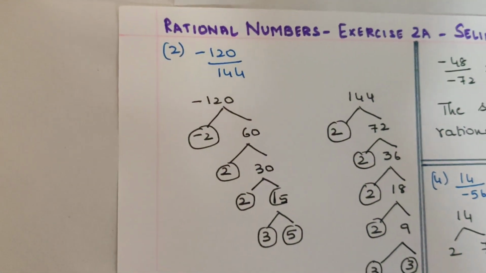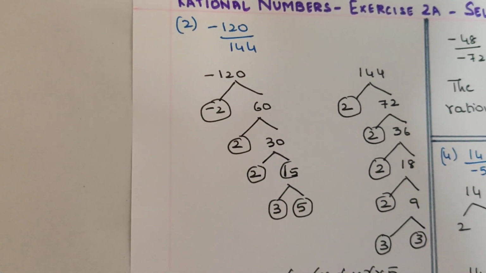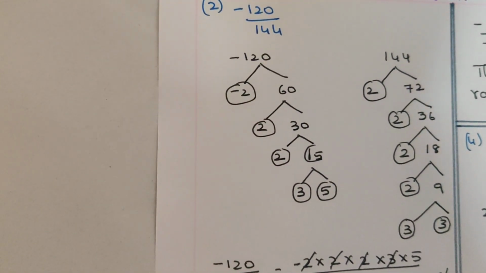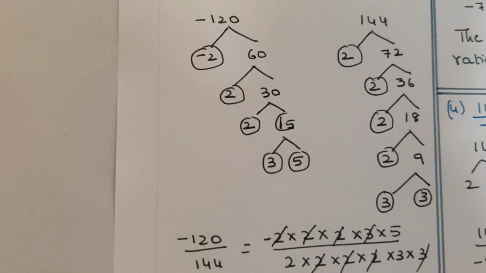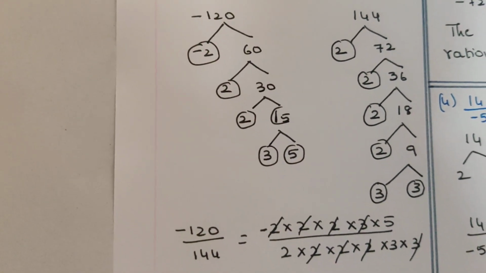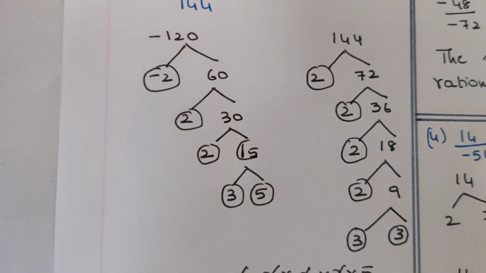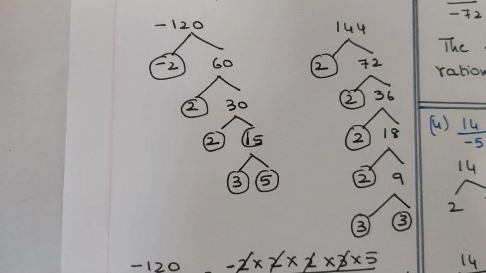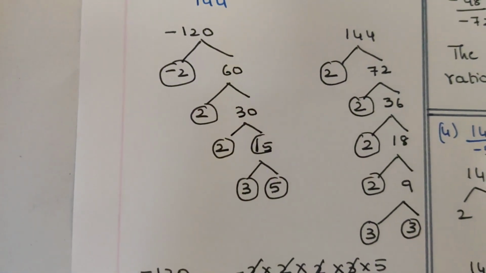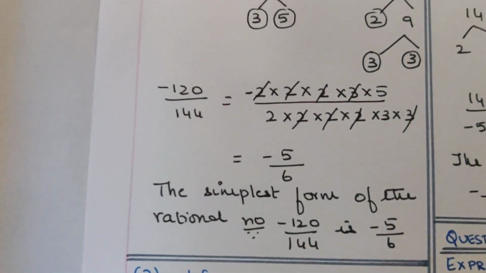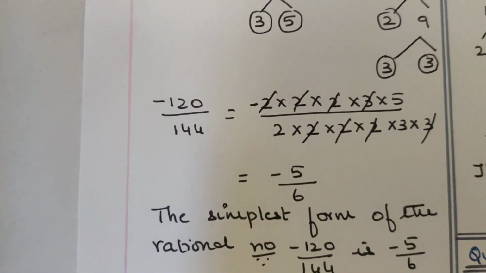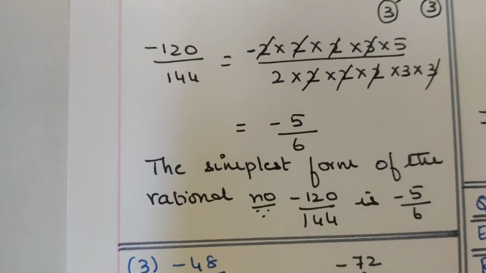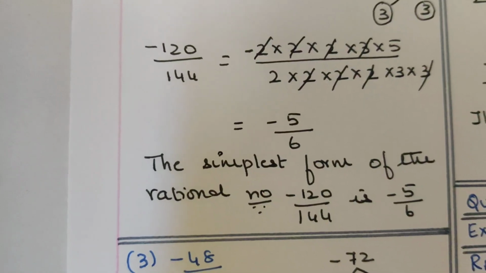The next sum is minus 120 by 144. When you do a minus 120 prime factorization, you get minus 2 into 2 into 2 into 3 into 5. And for 144, it is 2 into 2 into 2 into 2 into 3 into 3. I'm just pausing for a minute for you to understand the prime factorization I've done for minus 120 and 144. When you simplify, the remaining answer is minus 5 by 6. Therefore, the simplest form of the rational number minus 120 by 144 is minus 5 by 6.